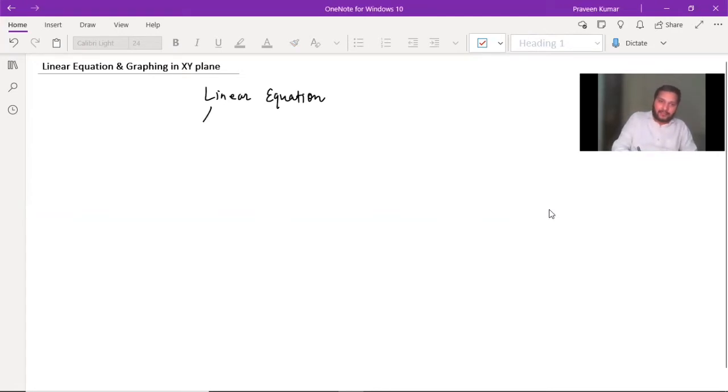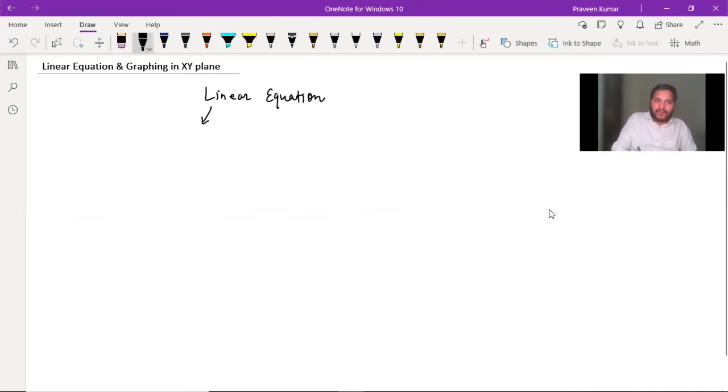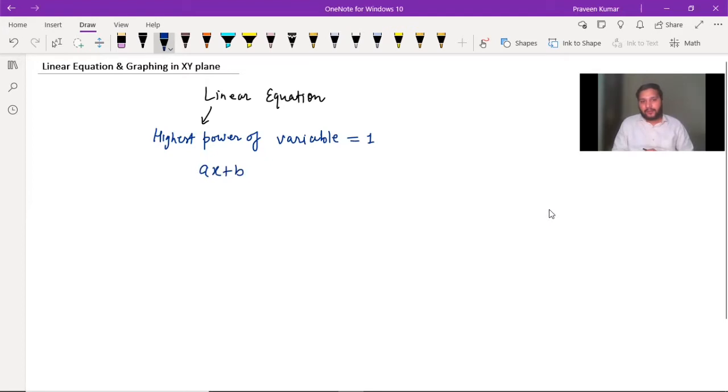Linear means highest power of variable is 1. Let us take few examples in which highest power of variable is 1. Our first example will be ax plus b. The variable is x, and a and b are arbitrary constants here. So the highest power of variable is 1 here.